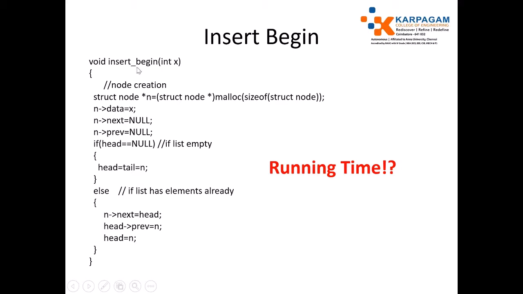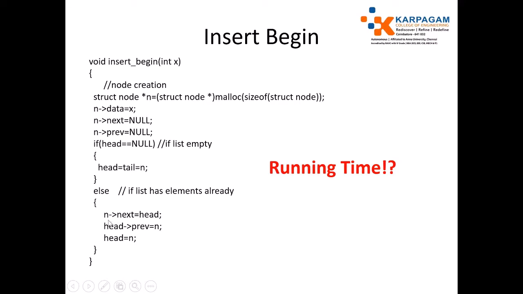This insert underscore begin function is used to insert an element at the starting position, which accepts one argument, an integer, and returns nothing. Initially, just allocate memory by using malloc. Set the value that is passed in the insert begin function and set the new node's next equal to null and the new node's previous equal to null. Initially, whenever creating the new node, previous is null and next is null. If head is empty, like we saw in the single linked list, if head is null then head equal to tail equal to null. In a similar way we can do this here.